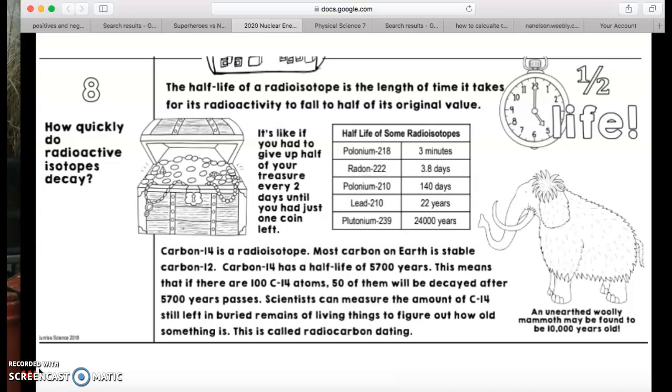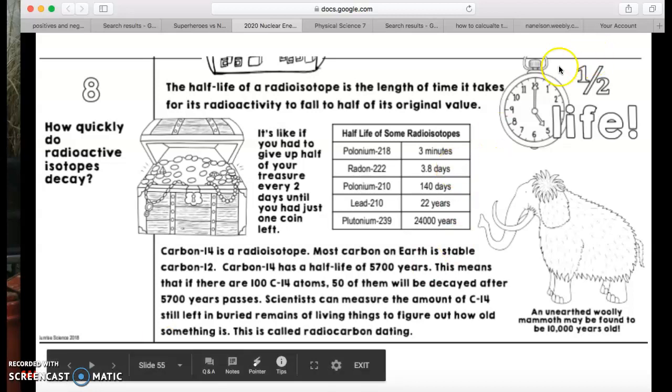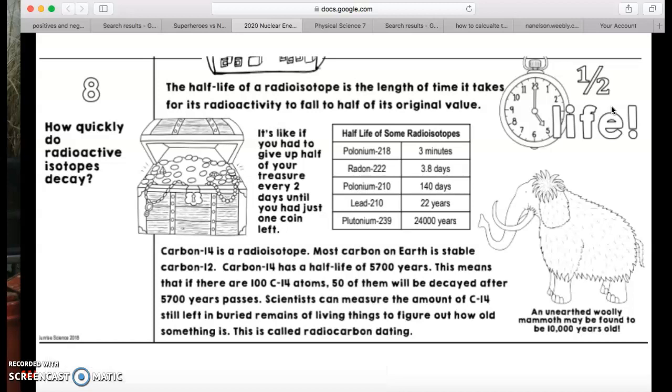Now, when you think of the word half, what do you think of? Well, one half or 50%. That means every time we go through a half-life of something, all we're doing is cutting it in half. We're dividing it by 2. So the definition, and I've put this picture in your notes, is the half-life of a radioisotope is the length of time it takes for its radioactivity to fall to half its original amount.